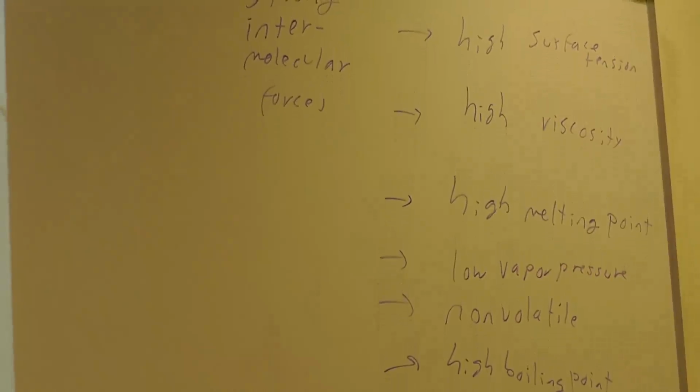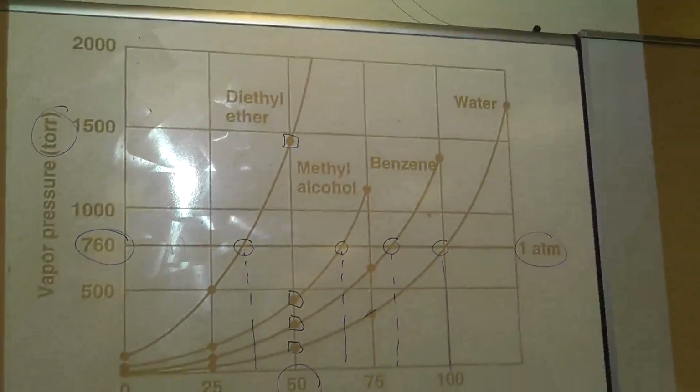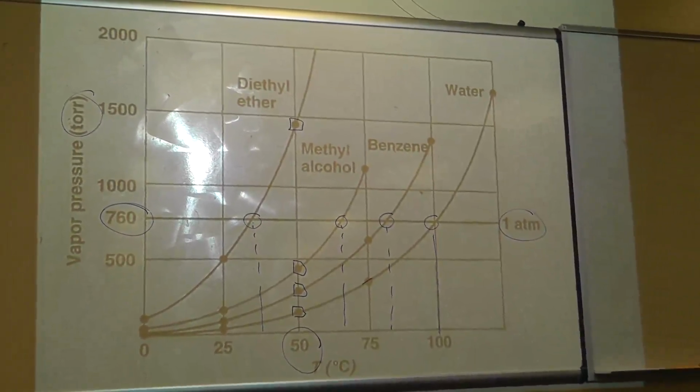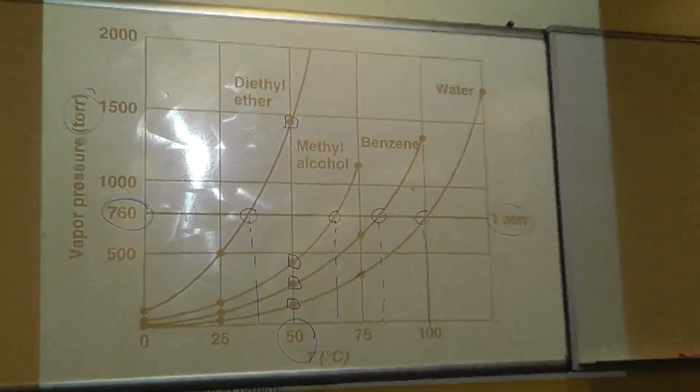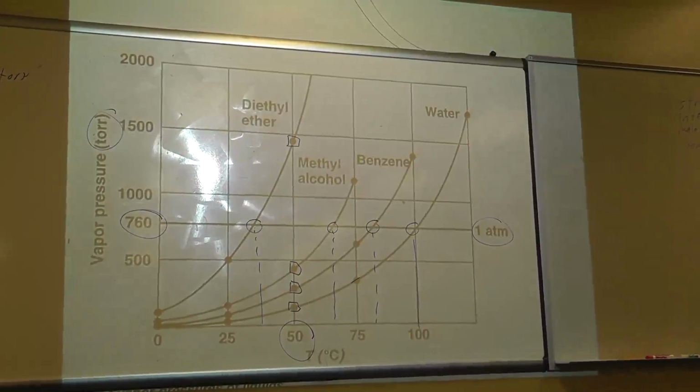Question about how to read a graph like this. There's more to it than just temperature and pressure. You can read off comparative strengths of attraction for these substances. Do you see how to do that? All right.